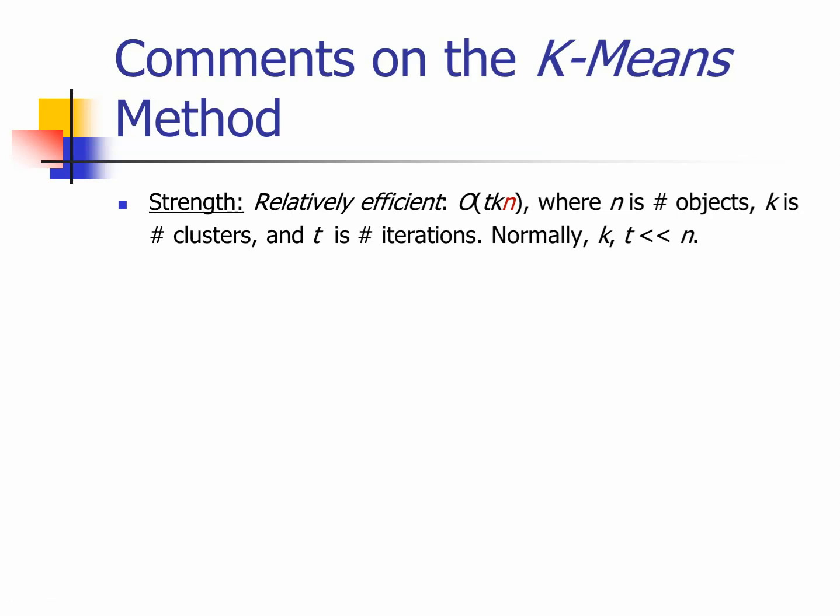So you can see that T and K are much smaller than the data size that you usually have. So you can understand K-means clustering is actually a linear algorithm.